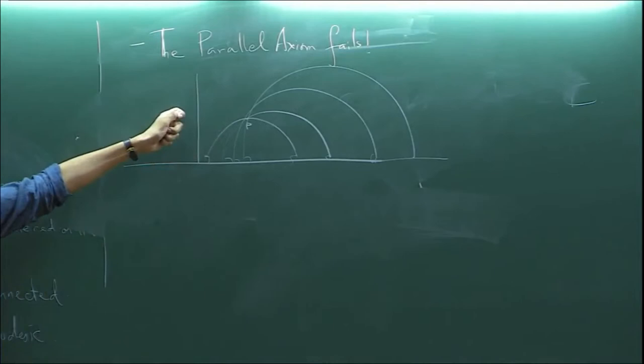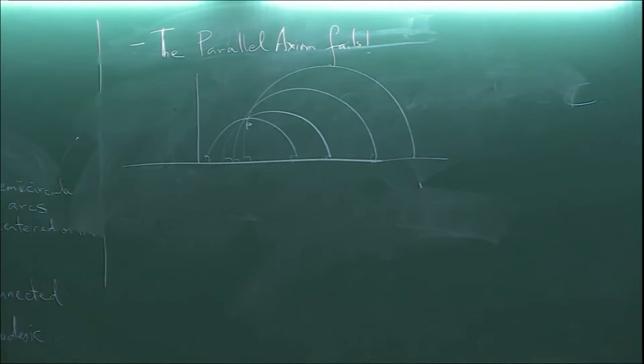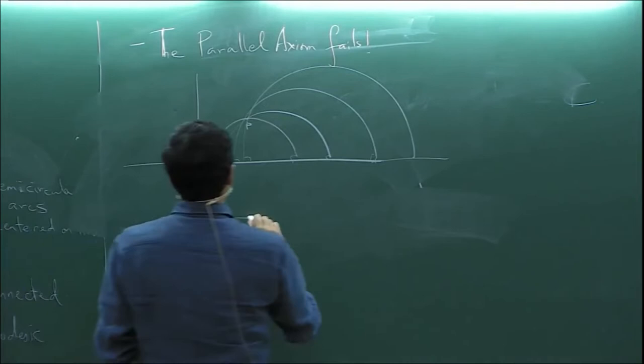So there's some historical context in which this was looked at. For a while, people were trying to prove that the parallel axiom actually follows from the other axioms of Euclidean geometry, but this example tells you it doesn't, because hyperbolic geometry satisfies the other Euclidean axioms, except this one. So this is another thing that you can see once you know what the geodesics are. Okay, so that's one property.